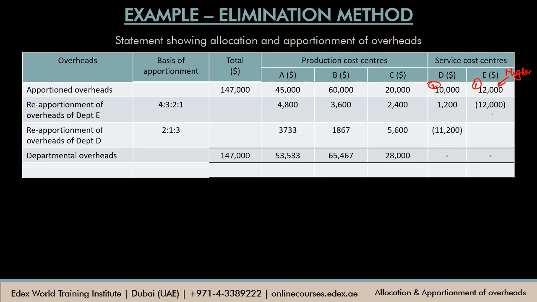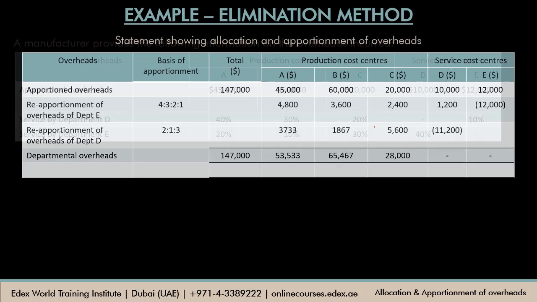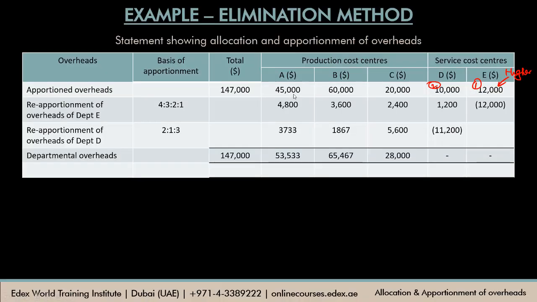So first we transfer the cost of service cost center E, 12,000, to the departments A, B, C, D in this ratio given 20, 10, 30, 40. So once you do that, you will get these amounts: 4,800, 3,600, 2,400 and 1,200. Now service cost center D, 10,000 was anyways apportioned, and additional 1,200 it got from E. So total 11,200. This will be given to the production cost centers only.